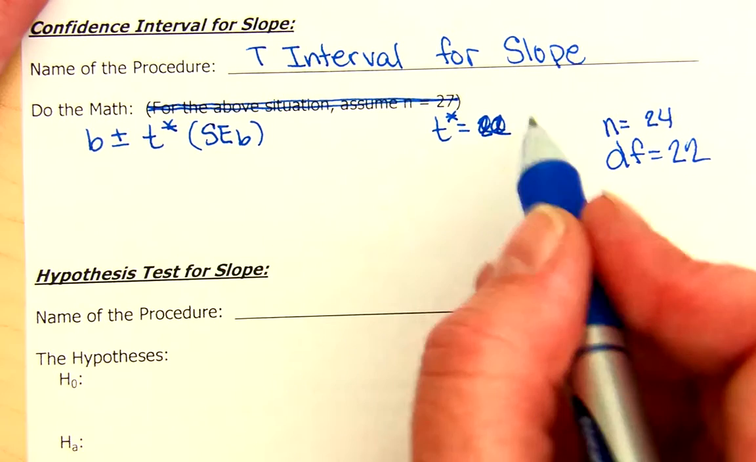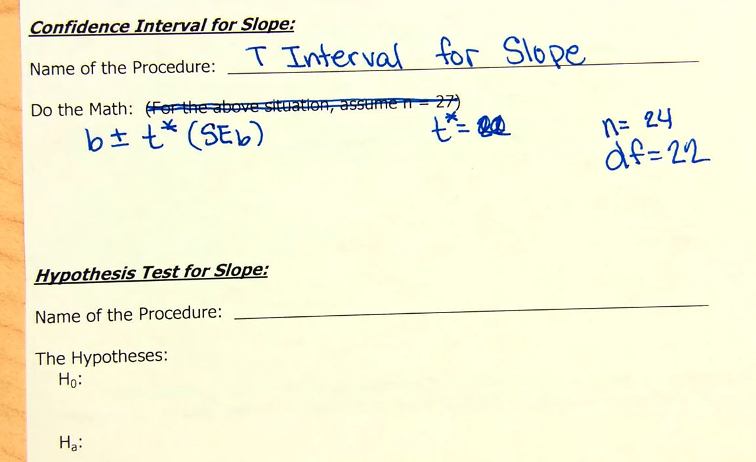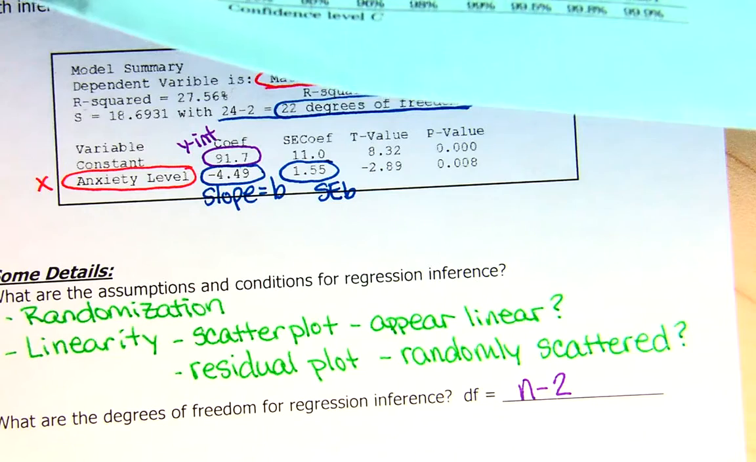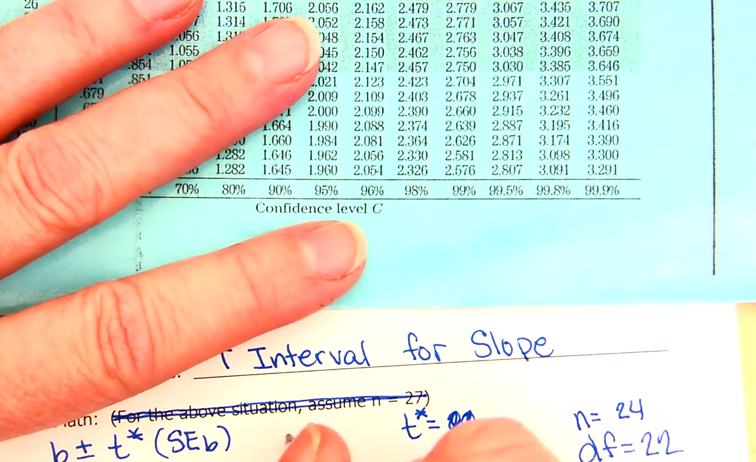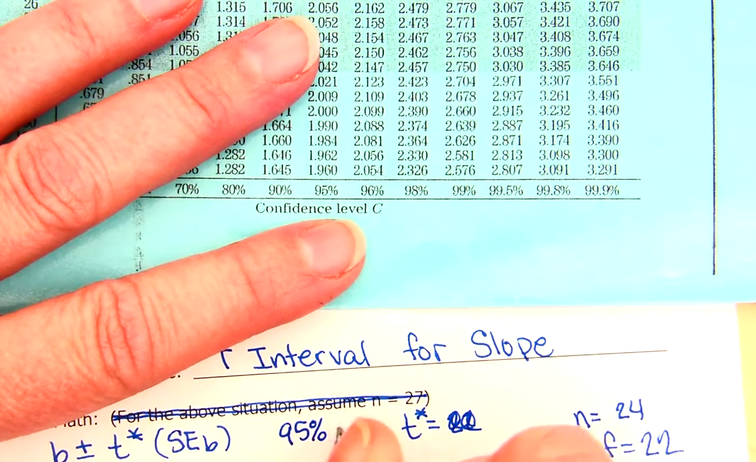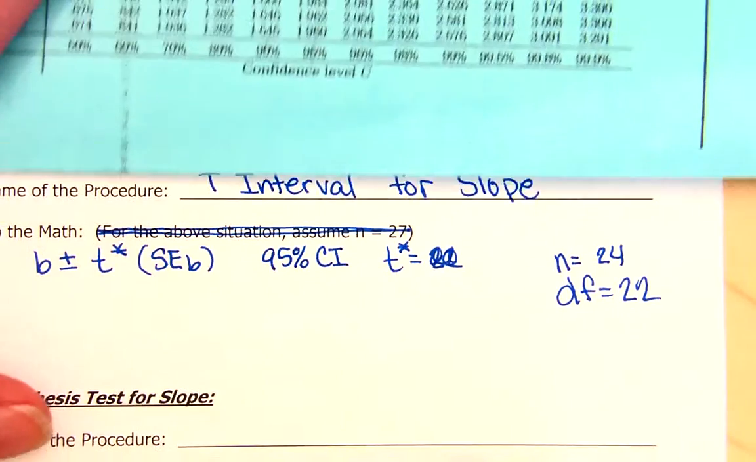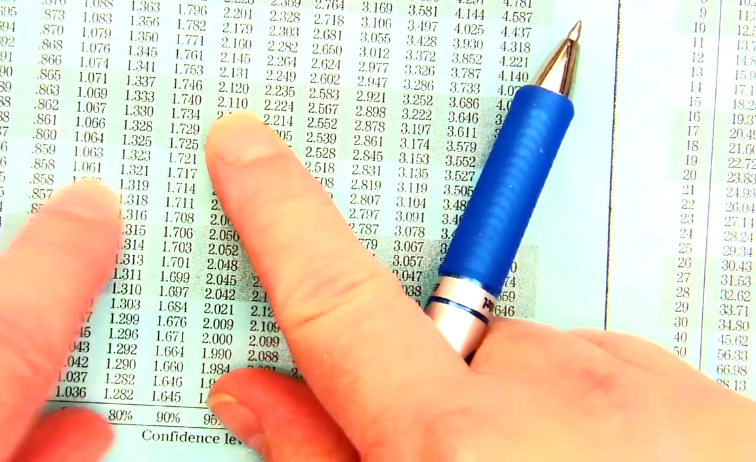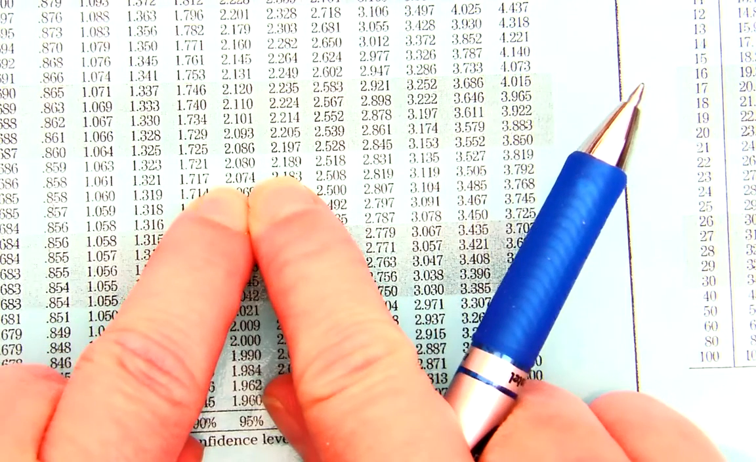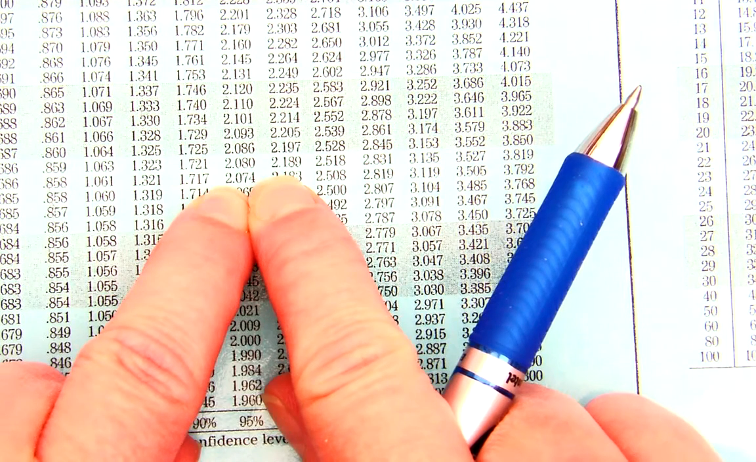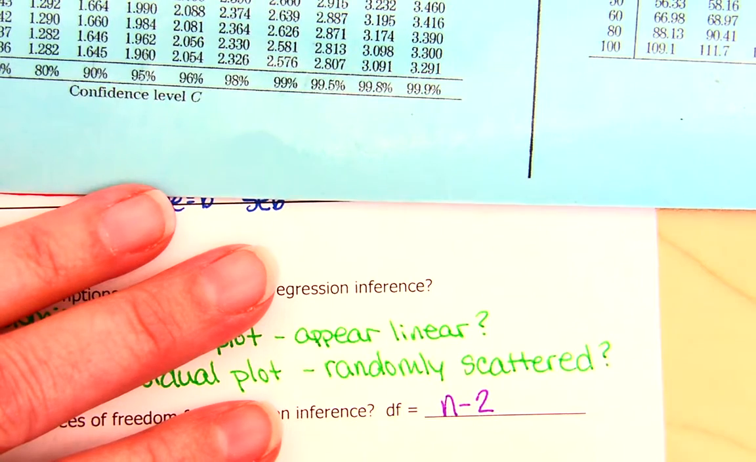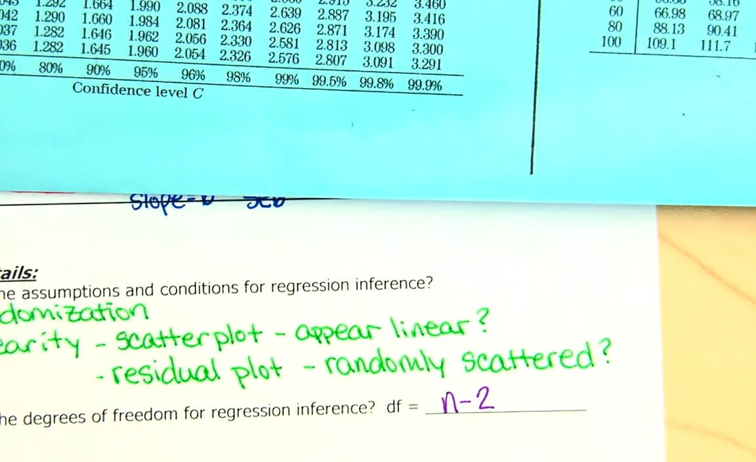Okay, so to find this value, I just want to look at my table. I'm going to go to my t table. We're going to make this a 95% confidence interval is what we're going to create. So I'm going to go to 95%. I'm going to go up to 22 degrees of freedom. And that's the value, 2.074. So that's that t asterisk. That's our t critical value from the table.